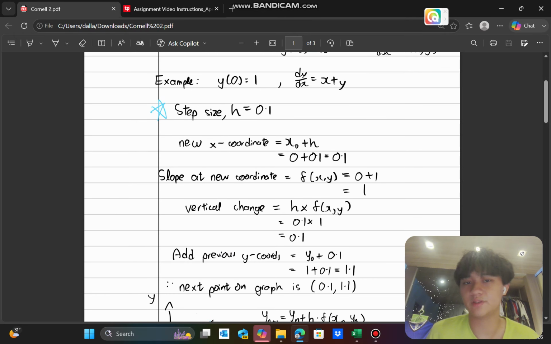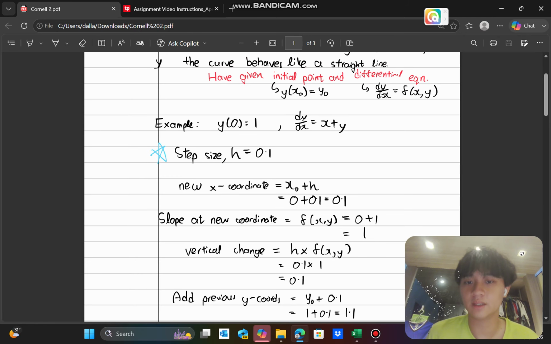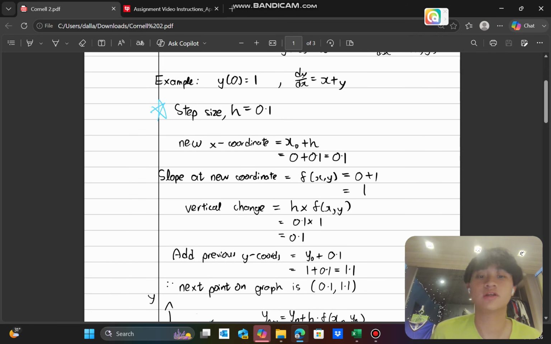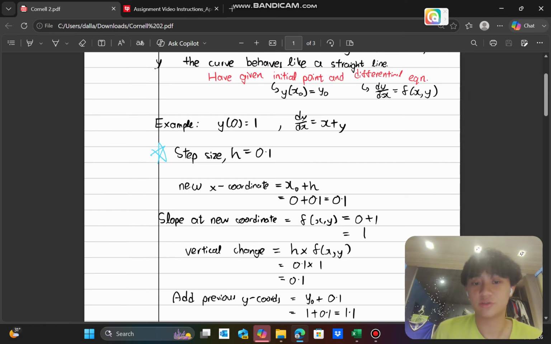For example, at x equals 0 and y equals 1, and your dy/dx equation, which is a gradient, equals x plus y. You find the step size. You can choose an initial step size, which is h equals 0.1, where you choose your own value for the step size. So for the next x coordinate, when you move to the right, it's the initial one plus the step size, which is 0.1.